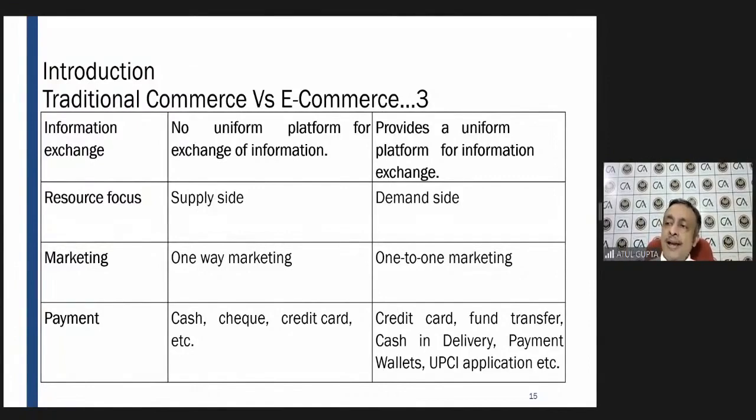Payment modes. Now, in fact, traditional commerce also, you go to merchants, they have all e-wallets, online payments you can do. Scanners are there. No-contact payments. So all are coming for traditional commerce. But the only issue is that for traditional commerce, you have to go to the shop to buy it. That is the difference.